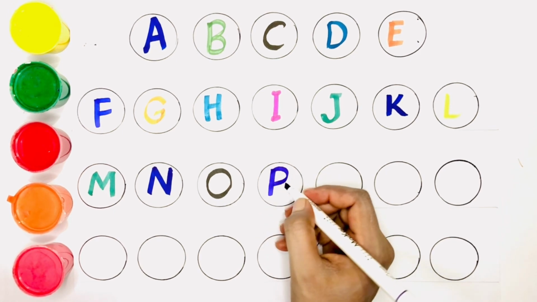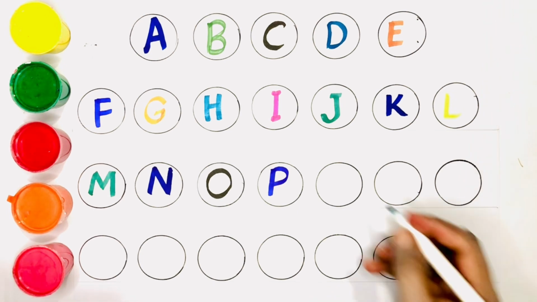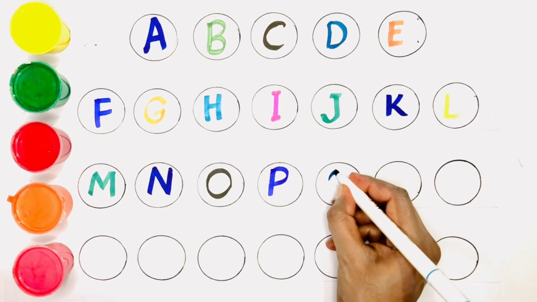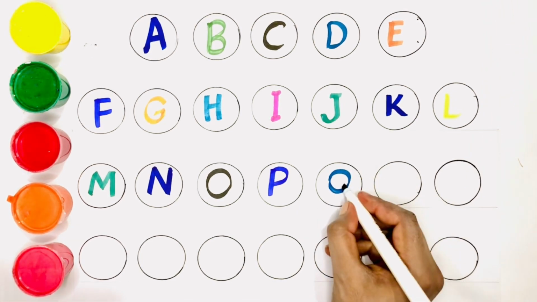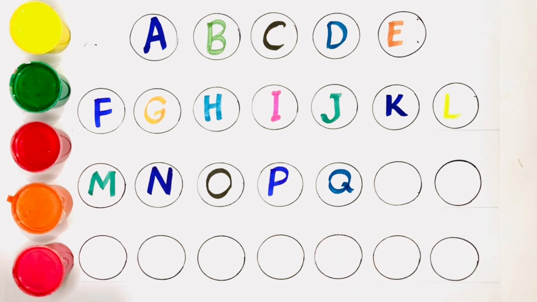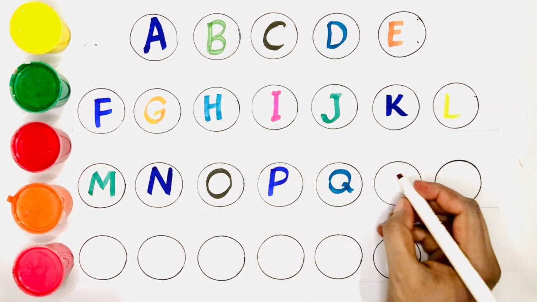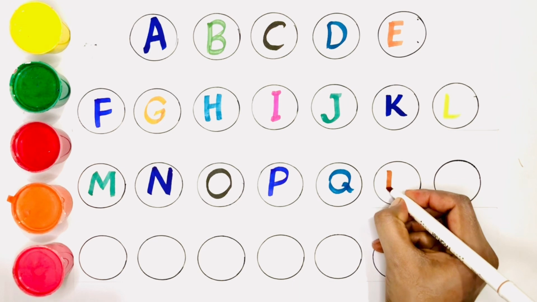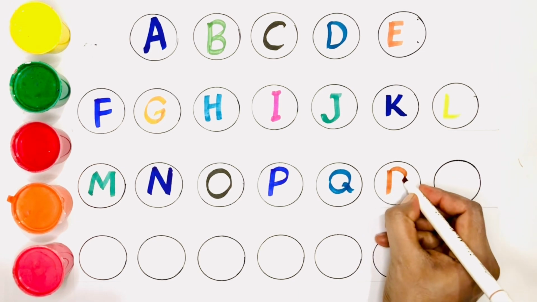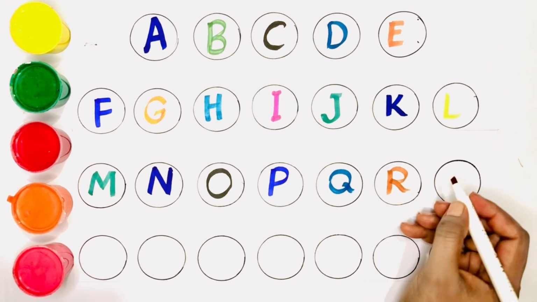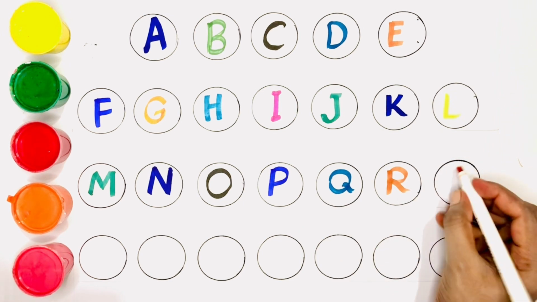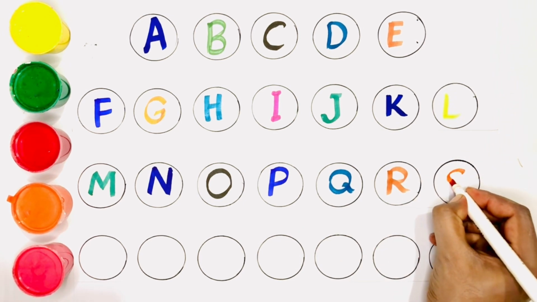P for parrot, blue color. Q for queen, brown color. R for ring, orange color.